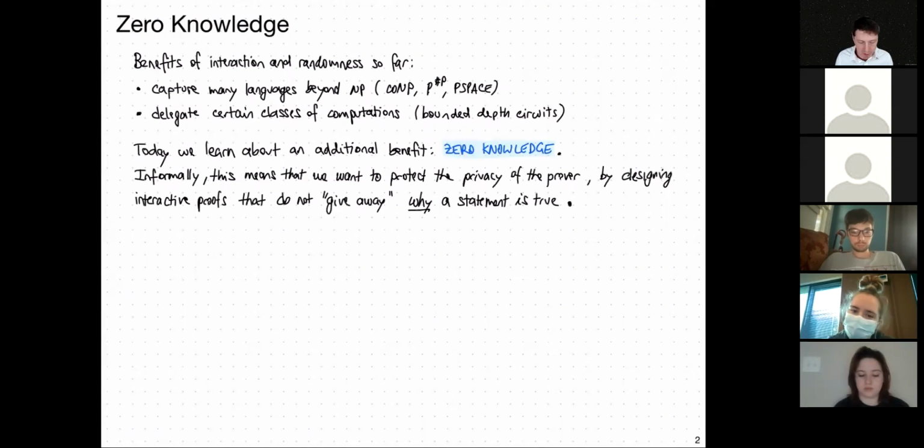So this notion of zero-knowledge, informally, means that we want to protect the privacy of the prover. Suddenly, our focus, which so far was to primarily protect the verifier, now shifts to the other side. We want to design interactive proofs that do not, in some sense, give away why the statement is true. Of course, the prover shows up to interact with the verifier with the goal to convince the verifier the statement is true. But you could have situations where that's all you want to do. You do not want to also give up why the statement is true. You just want to convince the verifier that it is true.